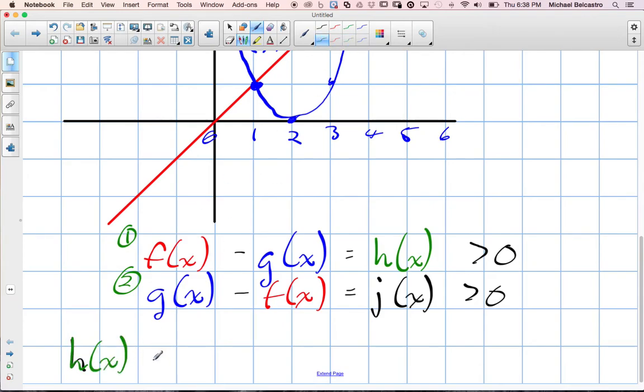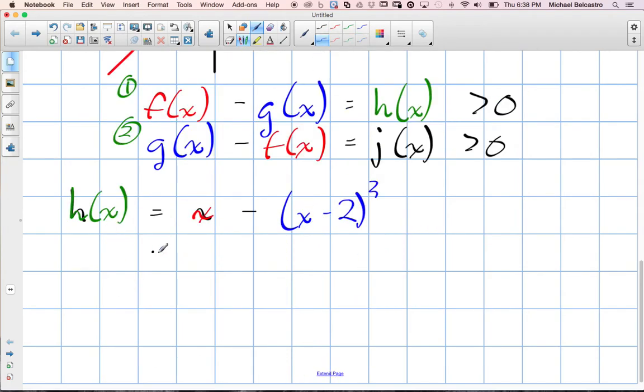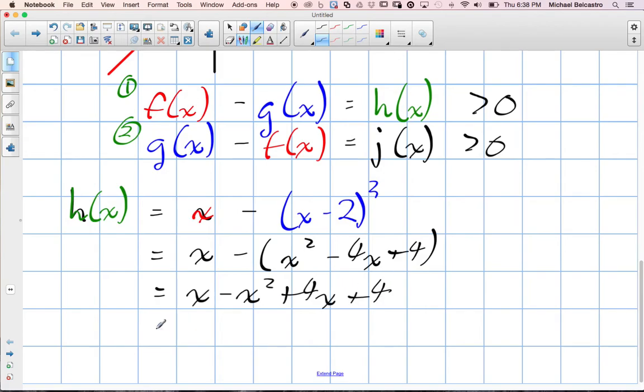Our new function is equal to f at x, which was just x. And we're going to subtract our g at x, which was x minus 2 squared. So let's expand. We'll FOIL here very quickly. This becomes x squared minus 4x plus 4. And then we distribute the negative into all three values. So we have x subtract x squared plus 4x plus 4. And when we simplify, we have negative x squared plus 5x plus 4.